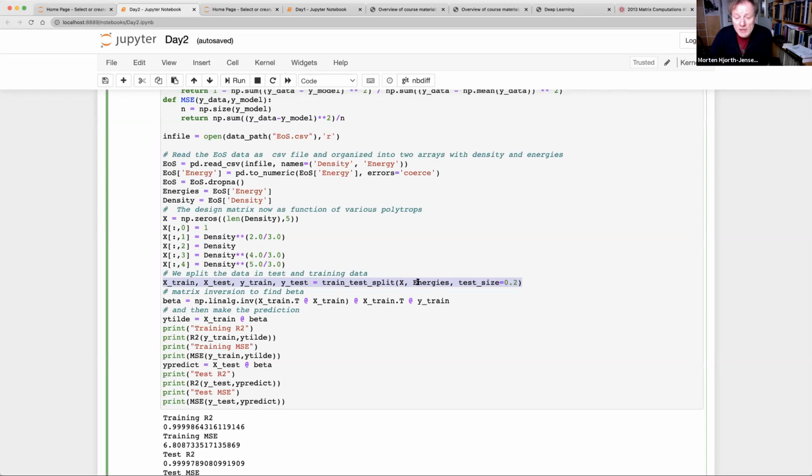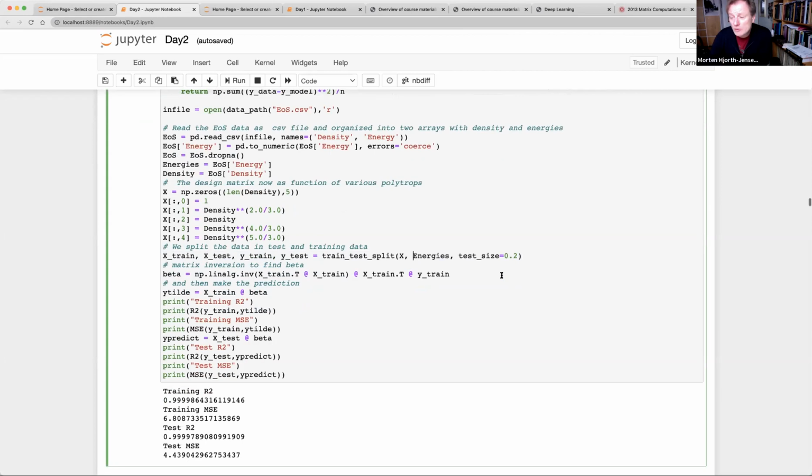I transfer my energies, which is a vector. And then it's simply defined that the test size should be 20%. So what this means is that I am going to place all my data in a kind of vault. I don't touch it. I take 20% of the data and I just put it in a safe place and it's untouched. And then I do all my training on the remaining 80%.